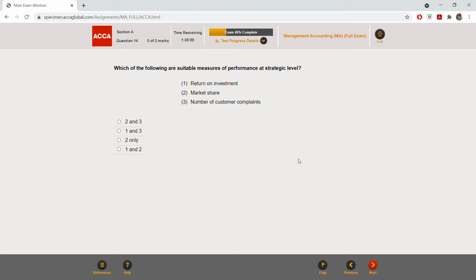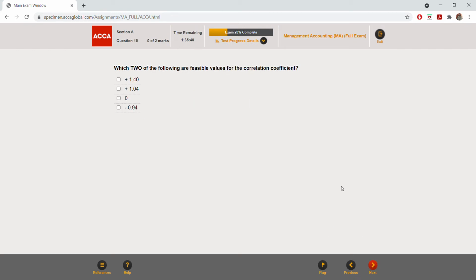Which of the following are suitable measures of performance at strategic level? Return on investment, market share, number of customer complaints. So it's definitely return on investment and market share, 1 and 2. Customer complaints are not at strategic level, they are day to day. It could be at operational level or tactical level. Next.